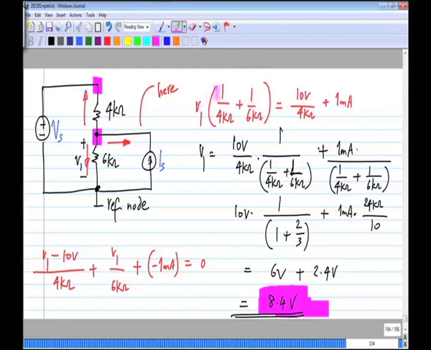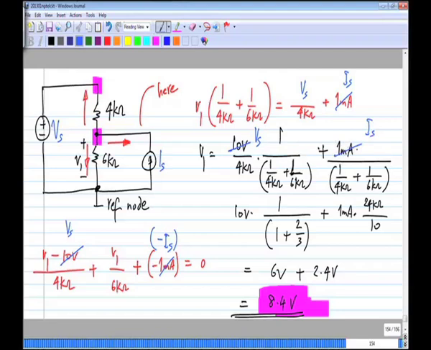If I write Kirchhoff's current law at this node, this part will be exactly the same. Okay, so instead of 10 volts, I will have Vs here, and instead of minus 1 milliampere, I'll have minus Is. Okay, so if I take it to that other equation, I will end up getting, instead of 10 volts, Vs, and instead of this 1 milliamp, Is. So here I'll have Vs and there I'll have Is.